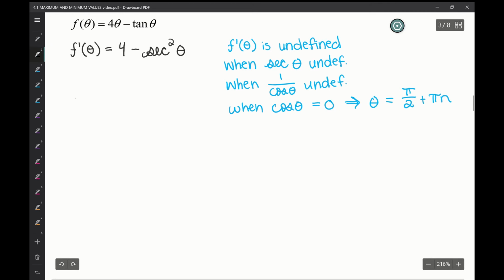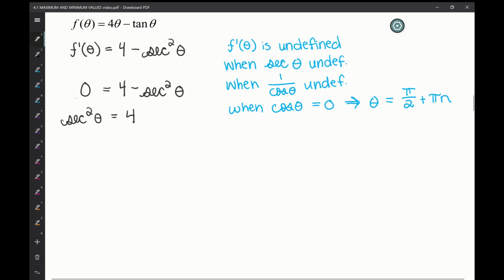Now let's look at where our derivative is equal to 0. So when 0 is equal to 4 minus secant squared theta. So we need to solve for theta. I think it's a little easier to add secant squared theta to both sides. So we have secant squared theta is equal to 4. Then we need to take the square root of both sides. So we have secant theta is equal to positive or negative 2. Make sure you have that plus or minus there.